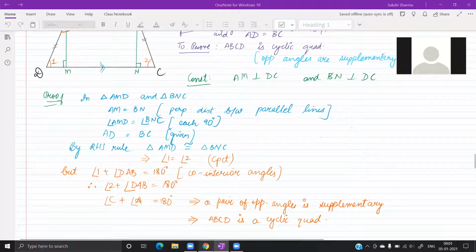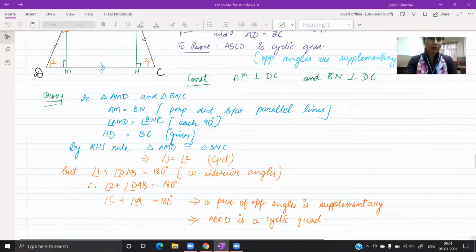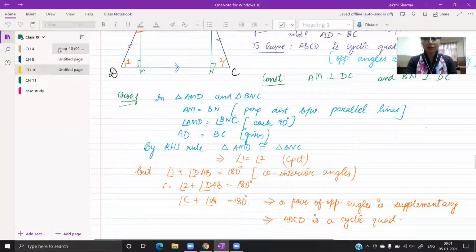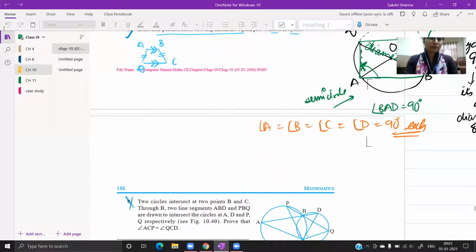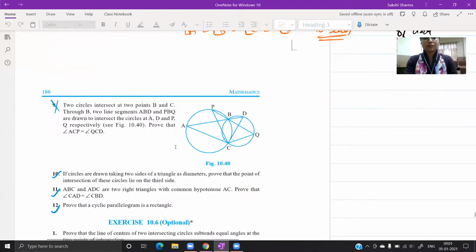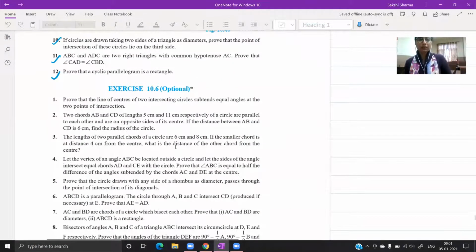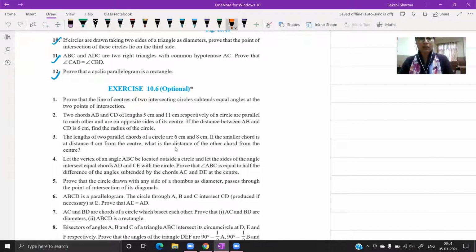Okay, thank you. The next question that you have is 10th. The 9th question is deleted. Question number 10th: if circles are drawn taking two sides of a triangle as diameters, prove that the point of intersection of these circles lies on the third side. Do compare this question with example number 5.